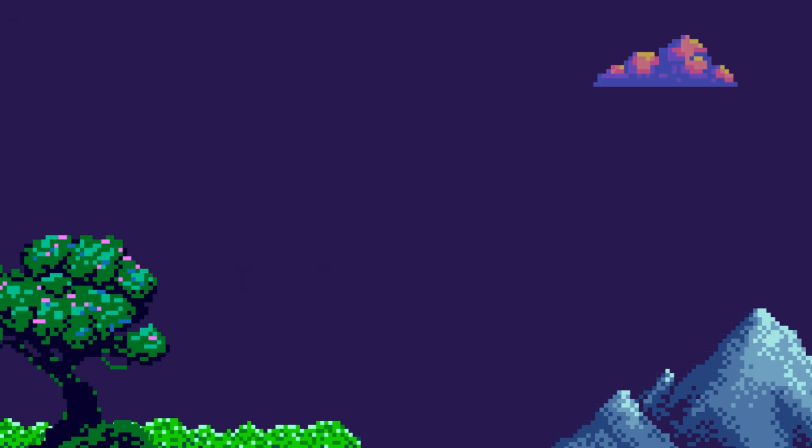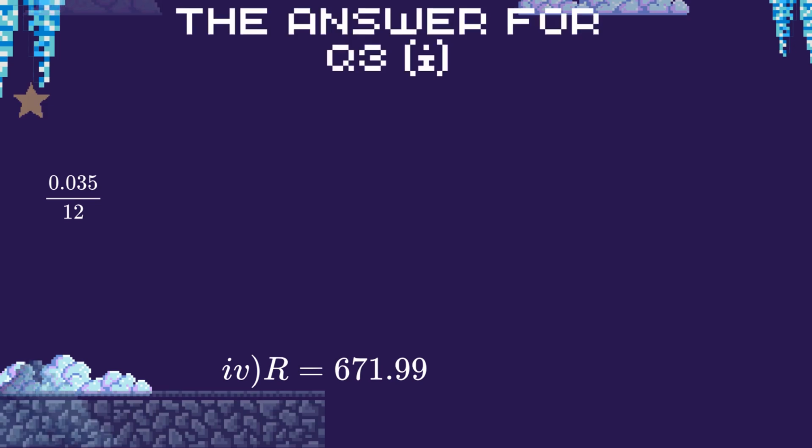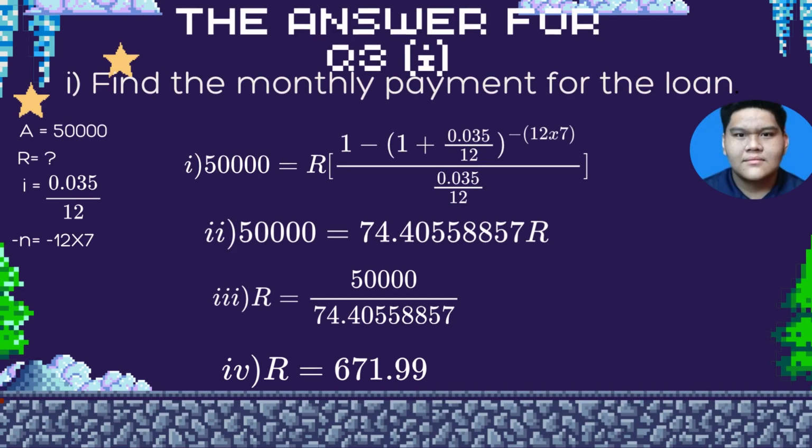Let's do this. First, we're going to use the present value of annuity formula for question 3, first instalment. A equals R, opening bracket, 1 minus, opening bracket, 1 plus i, closing bracket, to the power of negative n, divided by i, closing bracket. A equals present value, R for period of payment, i compounding interest rate, n equals number of payments. The answer for question 3, first instalment, find the monthly payment from the loan.